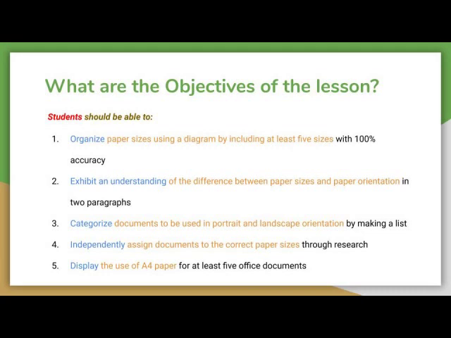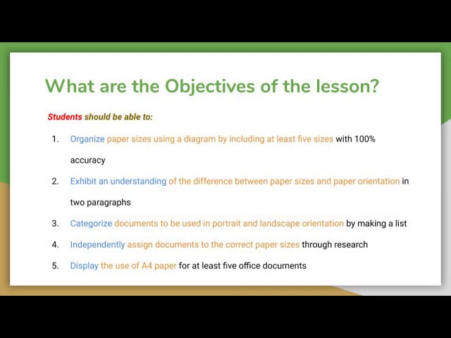And then the second objective is I want students to be able to exhibit an understanding of the difference between paper sizes and paper orientation in 2 paragraphs, okay? So they should be able to write in 2 paragraphs the differences between paper sizes and paper orientation without my assistance, right? Having gone through the lesson and explaining what the sizing and the orientations are, they should be able to write 2 paragraphs.